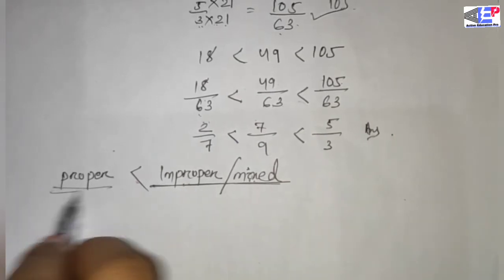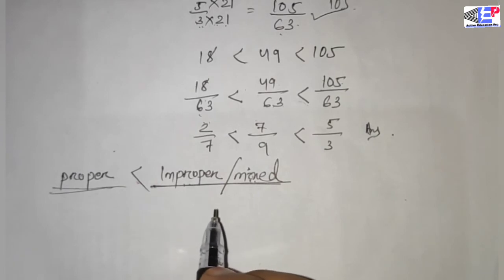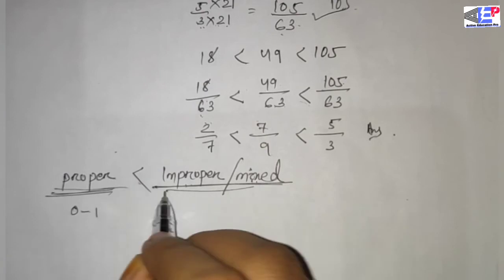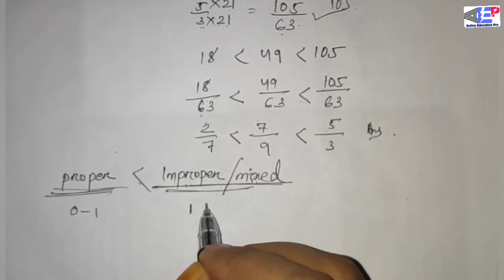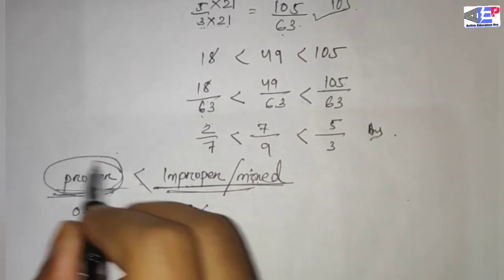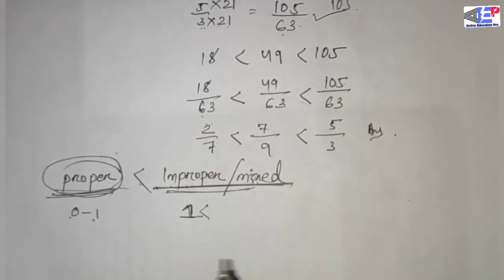So a proper fraction is always less than an improper and mixed fraction, because a proper fraction lies between 0 and 1, and an improper fraction is always greater than 1. Proper fraction always lies between 0 and 1, and improper fraction is always greater than 1.